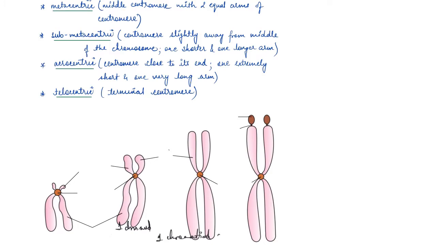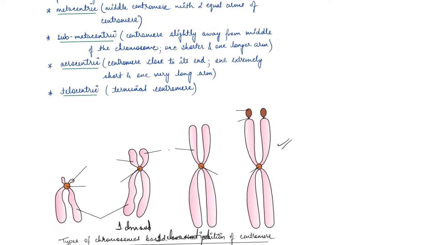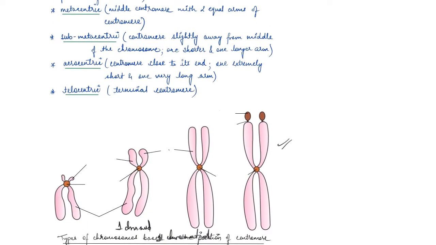So the first one that you see here is metacentric, right? So you have basically the centromere. These are nothing but satellite, and this is known as secondary constriction, right?